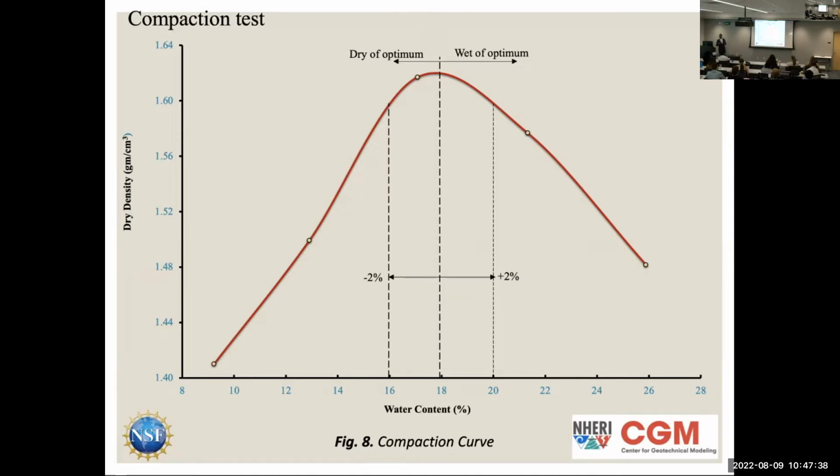What we ended up finding through this graph is that the water content at the very optimum is 18%, and the dry density is 1.64. But we don't want that; we want it to be a bit drier, so we want to go down 2%. So we want 16% water content and 1.60 dry density, just for the sake of our project, since that will work out better.